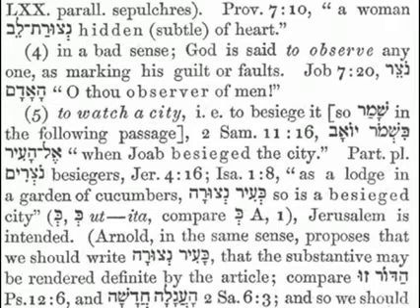Now, in a bad sense, God is said to observe anyone as marking his guilt or fault, when Job uses it in Job 7:20, O thou observer of men. So that's the bad sense. He's looking for fault, the observer of these faults of men. You understand? But also to watch, as to watch a city.